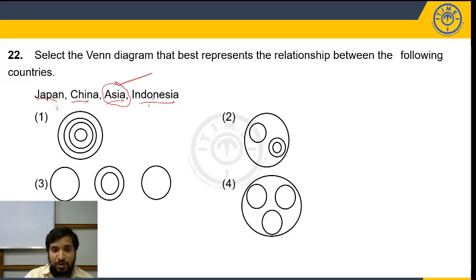That is, choice 4 will be the best representation. The larger circle is Asia and the smaller ones are Japan, China and Indonesia, the 3 different countries, and these 3 are part of the Asia continent. So choice 4.